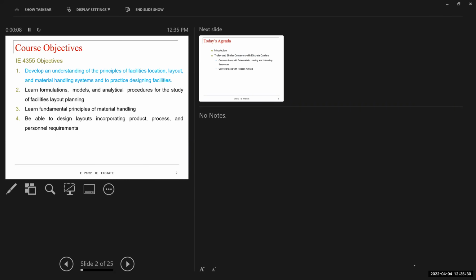Part 1, before we get into the details, this is linked to our first objective for this course. So these are the things that you're supposed to learn by the end of the semester. So developing an understanding of principles of facilities location, layout, and material handling systems. And how that connects to facilities design.